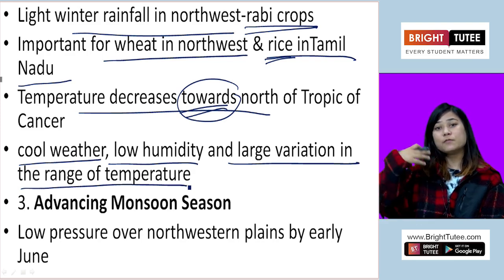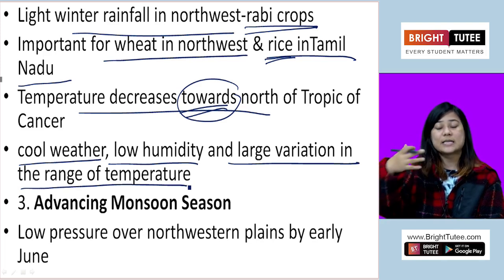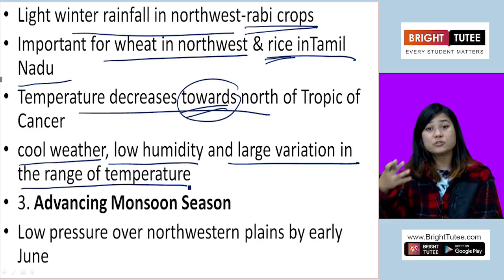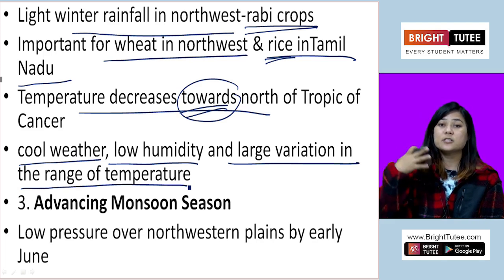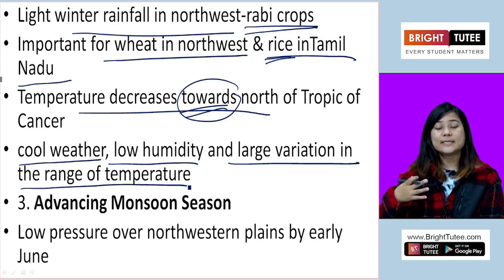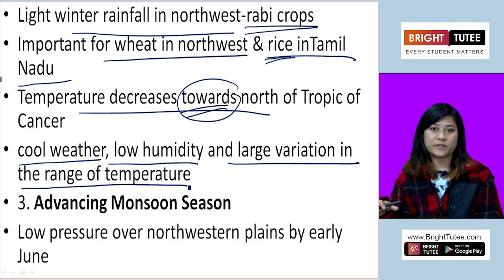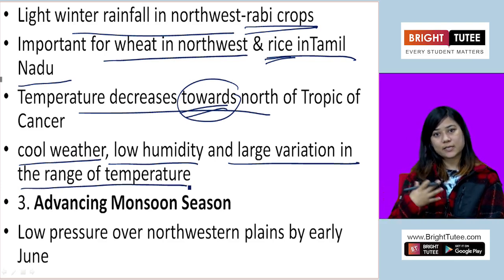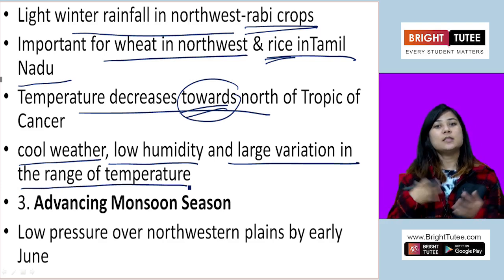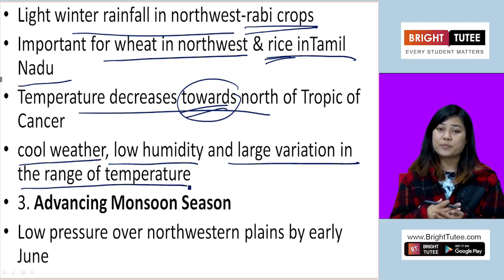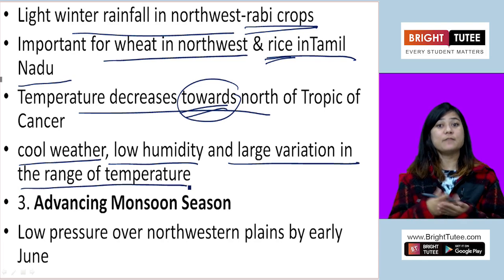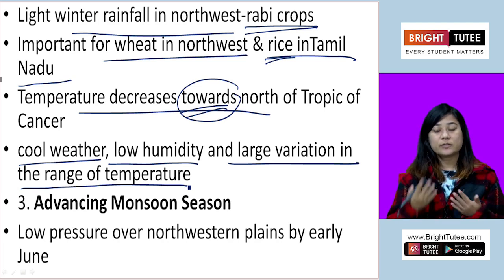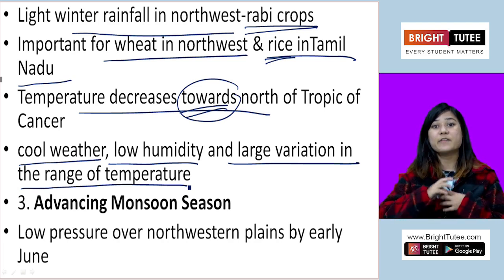For example, the states that lie in the Himalayas or close to the Himalayas experience heavy snowfall. The night temperature goes below the freezing point. But if you come towards the south, the Deccan and the peninsular part of India, the average temperature is 21 degrees Celsius even during the winter. So you can see the variation is very large.